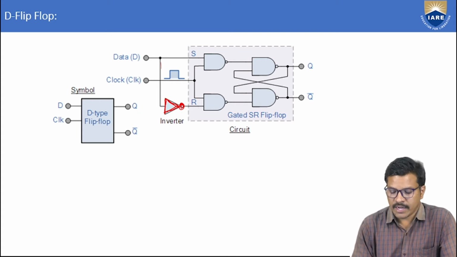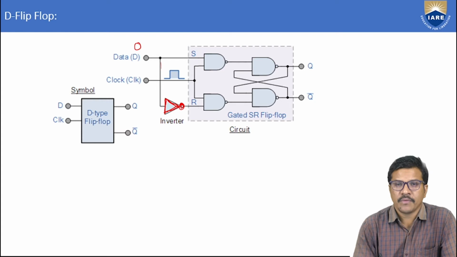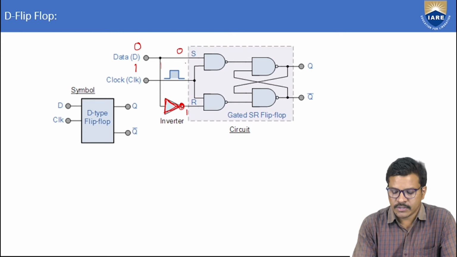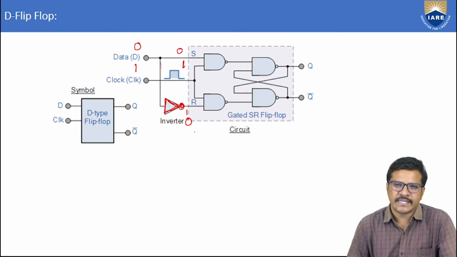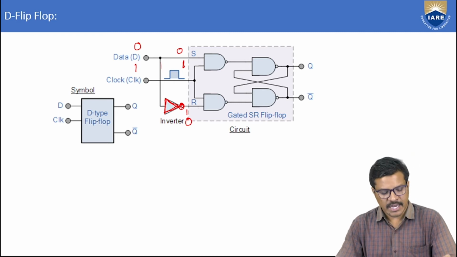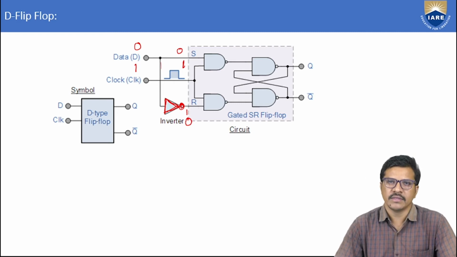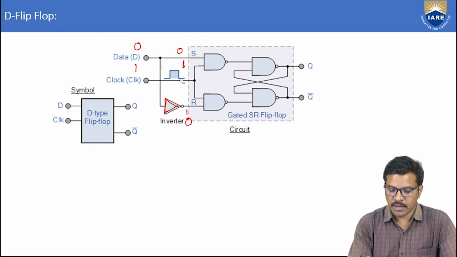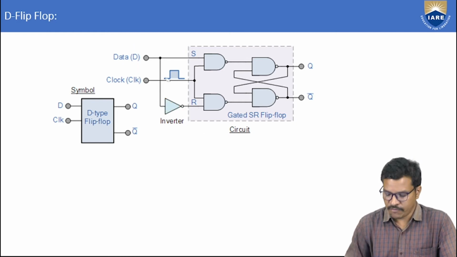What happens by connecting this? When I give 0 at the D input, directly 0 goes to S and its complement 1 goes to R. When I give 1, directly 1 goes to S and complement 0 goes to R. So there will be no chance of the same input, either 0 or 0 or 1 and 1, to S and R, which would make the output come under the forbidden case. So this unavoidable condition is eliminated by this D flip-flop. Let us see the operation and truth table for this D flip-flop.